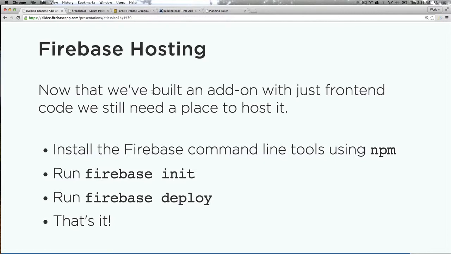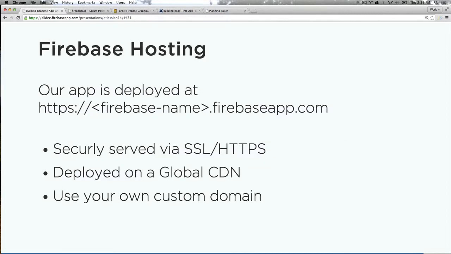So it actually works with JIRA. I would just change that atlassian-connect.json file to refer to this URL and go through the install flow. So our app is now deployed at this firebaseapp.com subdomain.